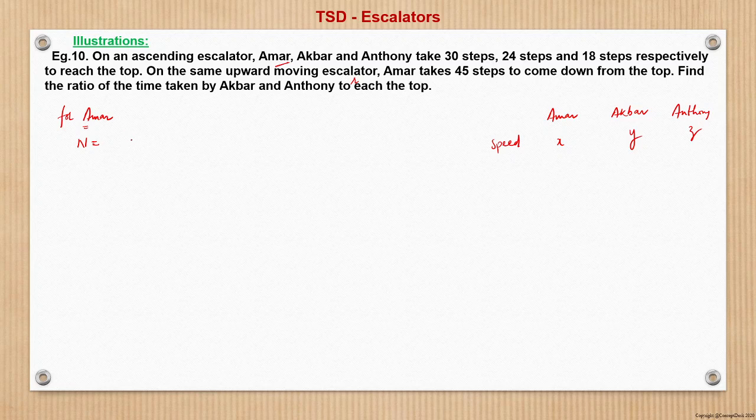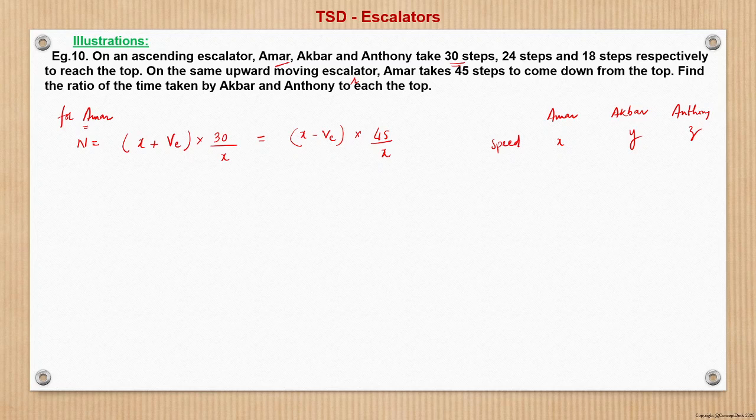For the case of Amar, the effective speed is x, and Amar is walking up an ascending escalator, so (x plus VE) into time taken. Time taken is 30 upon x. He takes 30 steps at a speed of x. This is the same when he comes down. When he comes down at the same speed of x, then it's (x minus VE) into time, which is 45 upon x.